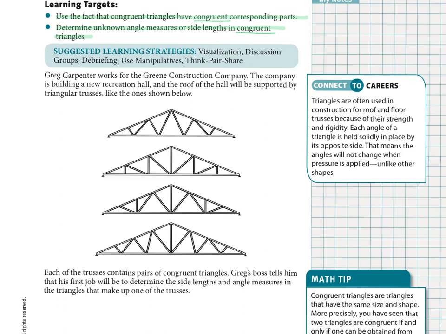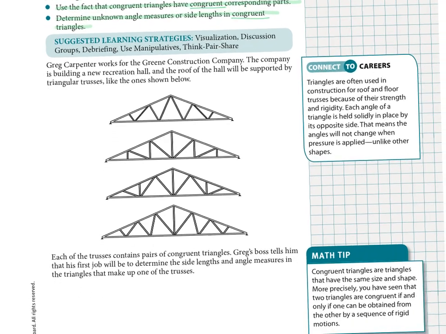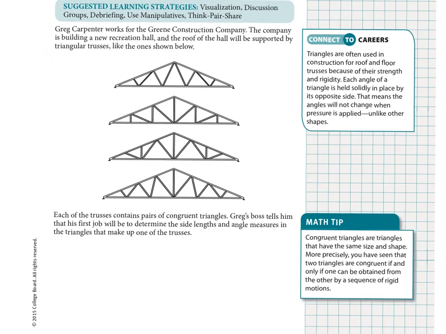Overall, they're saying that triangular trusses are built because they are more durable, more firm, they are more rigid. When they're being built, it looks like it's going to have more of a solid foundation. It says each of the trusses contains pairs of congruent triangles. So Greg's boss tells him that his first job will be to determine the side lengths and angle measures in the triangles that make up one of the trusses above.